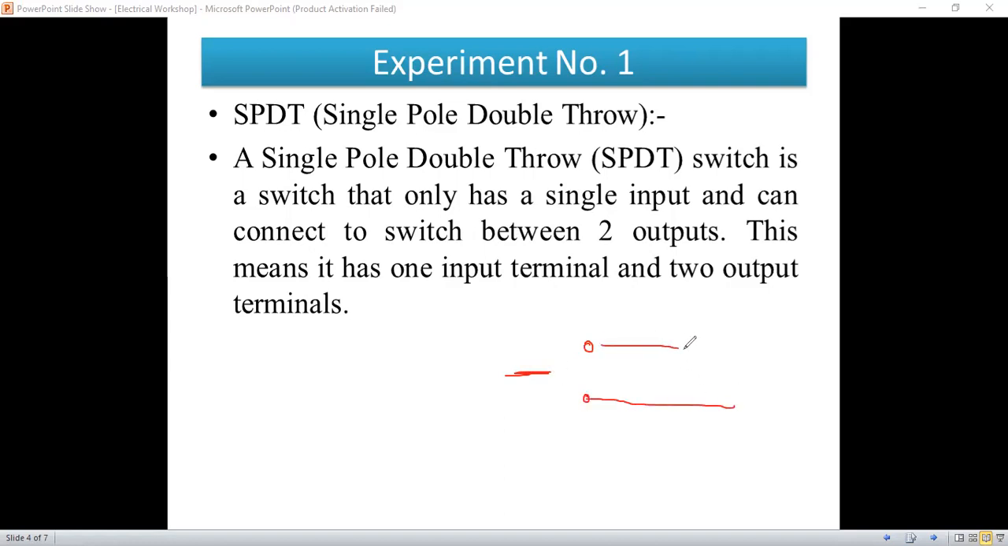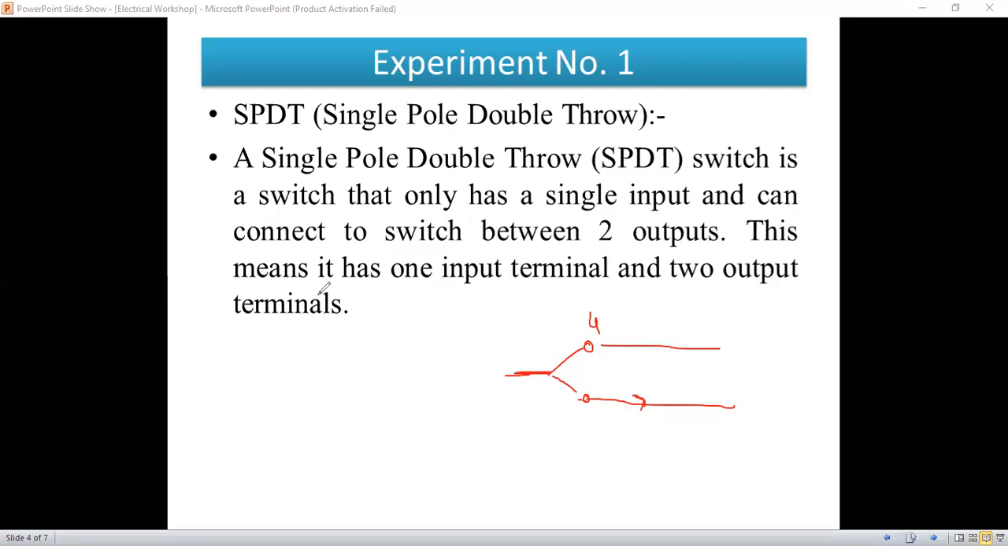When we throw a single, at that situation you will control a single pole, that means you will control a single circuit. When we throw this switch to this side, at that situation you control this other side or another circuit. That means a single pole double throw switch is a switch that only has a single input, and can connect the switch between two outputs. The switch will act between two outputs.